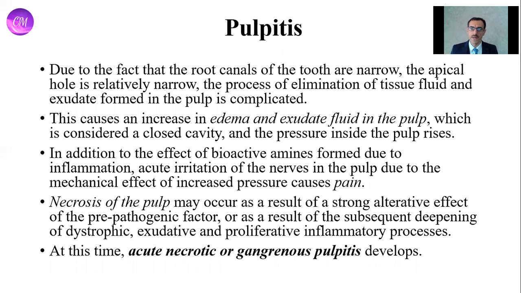Necrosis of the pulp may occur as a result of a strong alterative effect of the pathogenic factor or as a result of subsequent deepening of dystrophic or degenerative, exudative, and proliferative inflammatory processes. At this time, acute necrotic or gangrenous pulpitis develops.